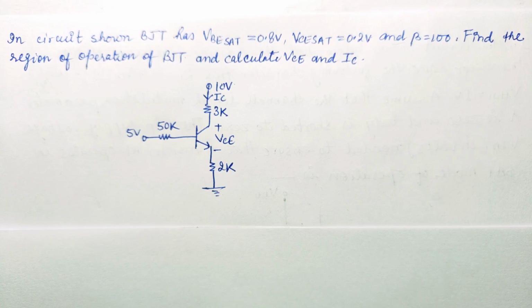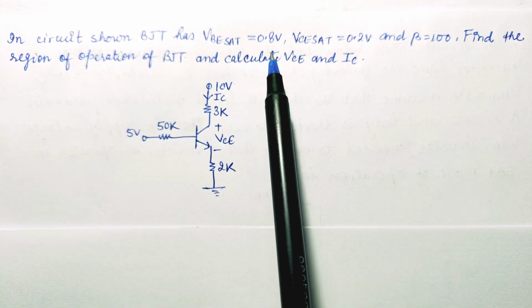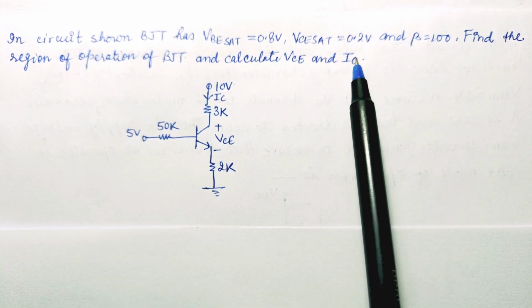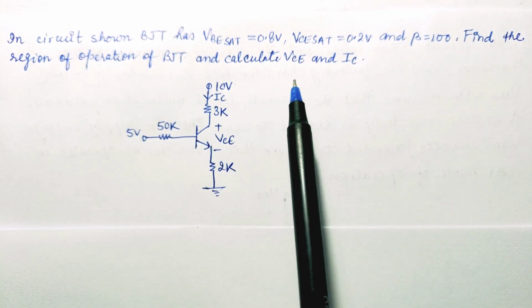Let us see a question on region of operation of BJT. In this question, it is said that in the circuit shown below, BJT has VBE set voltage 0.8 volt, VCE set voltage 0.2 volt, and beta is equal to 100. Find the region of operation of BJT and calculate VCE and IC.